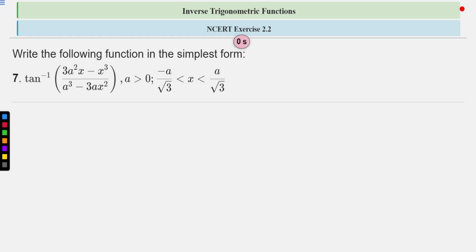So my suggestion is that you can put x as a tan theta or a sec theta or a sin theta or a cos theta, like that. Or a tan theta. A tan theta might be the right choice.